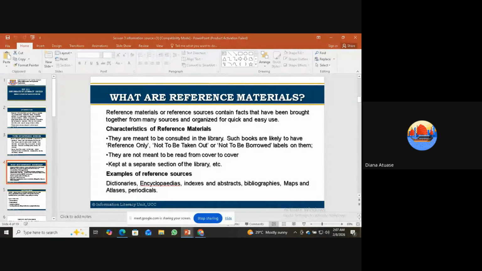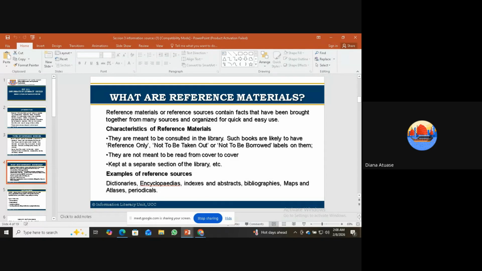So these materials are written by experts who are well versed in their various subject areas, and the reference materials are brought from various sources. So you can find every subject, various subject areas, and they are brought together for quick and easy access.